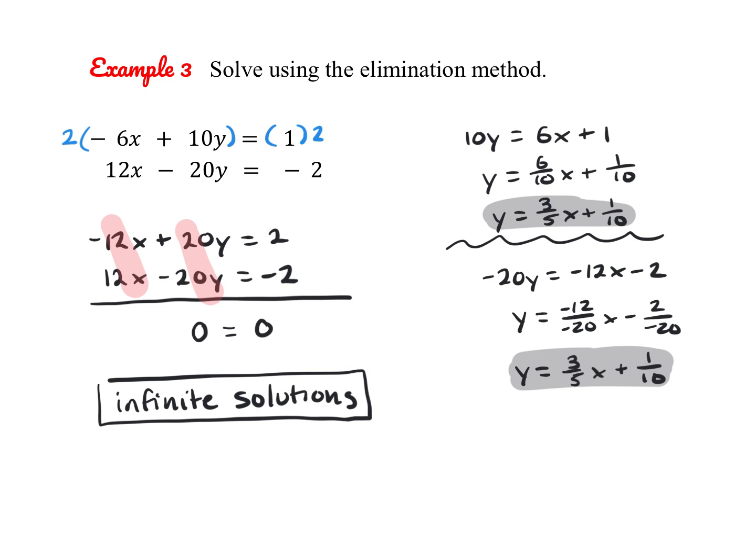So again, when you have a scenario like that, we say that there are infinite solutions. Algebraically, again, what you will see is that both variables will disappear, and you'll be left with an equation that is true, like 0 equals 0.